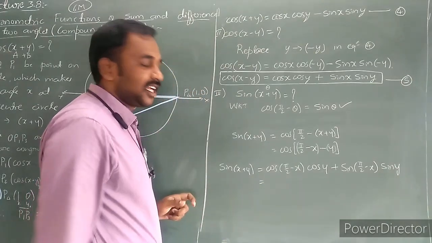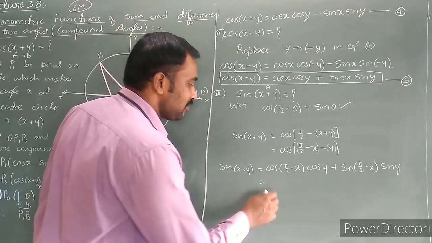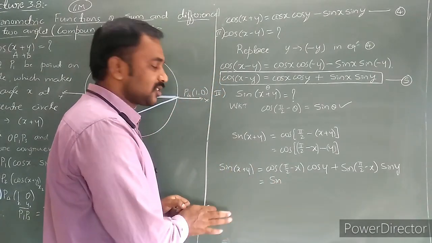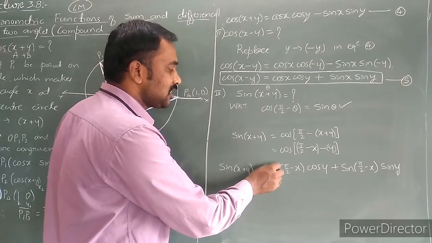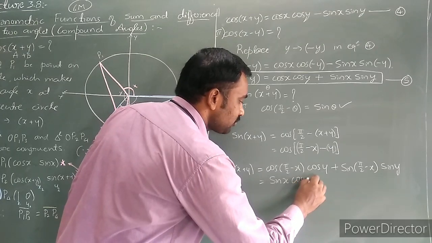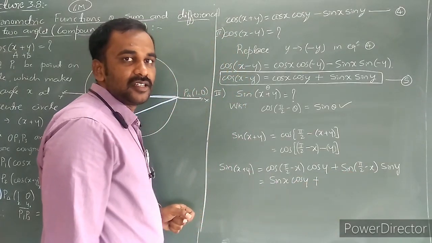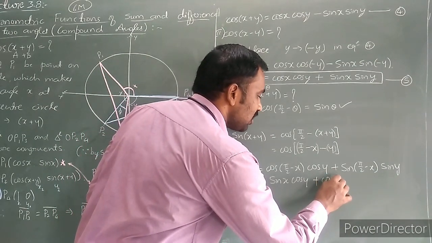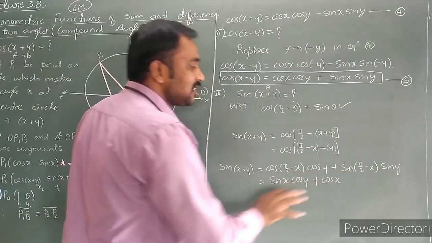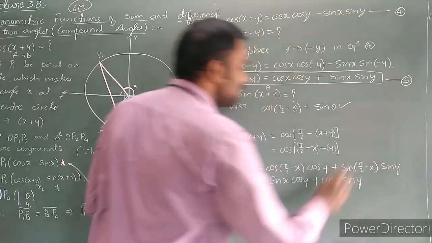Again using the right angle, what is the cos of pi by 2 minus x? Cos of 90 minus theta: in the first quadrant, all ratios are positive. Pi by 2 is 90, so cos changes to sine. So sine of x cos y as it is, plus as it is, sine of 90 minus theta. Sin 90 minus theta is cos of theta, so cos of x. For 90 minus, first quadrant, sine changes to cos of x, and second, sine of y as it is.